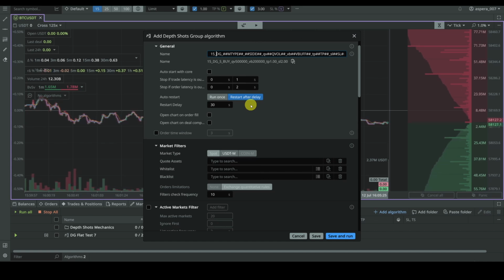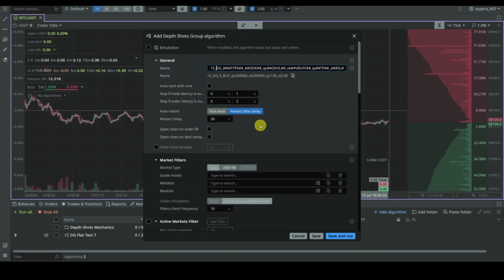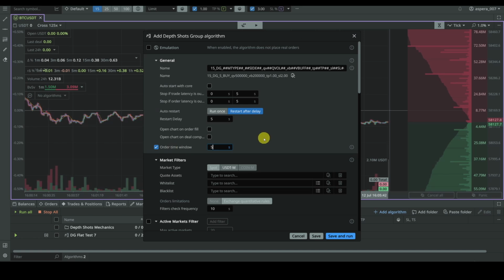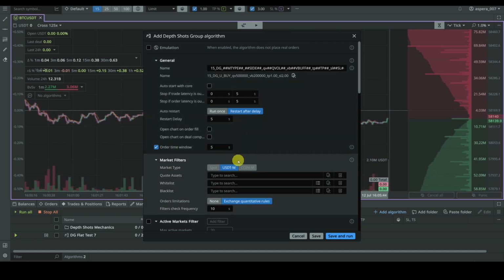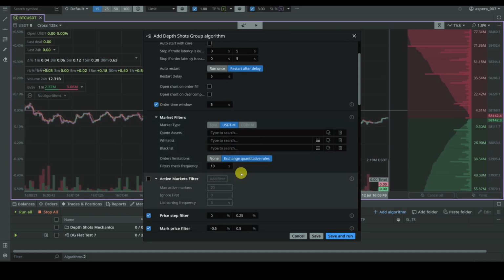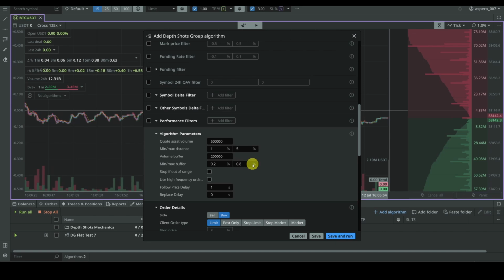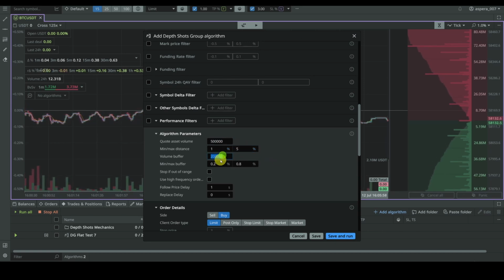So if an order is canceled, I know that it's exactly canceled because of something that happened in the depth shots algorithm specifically. So here I'm going to go whatever, 5, restart delay 5. Let's set everything to 5, whatever. This market, then the coin will select in just a little bit, remove all of these guys, and now we're here. So let's start with the very default parameters.